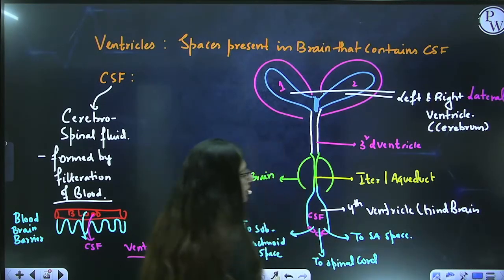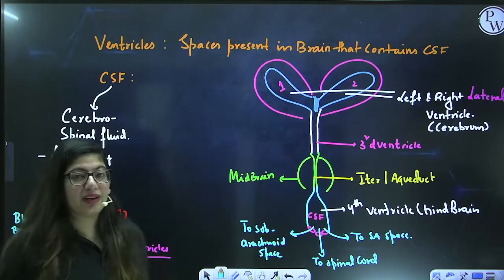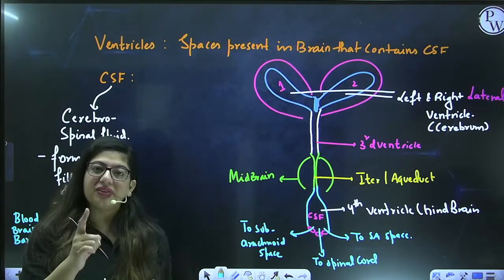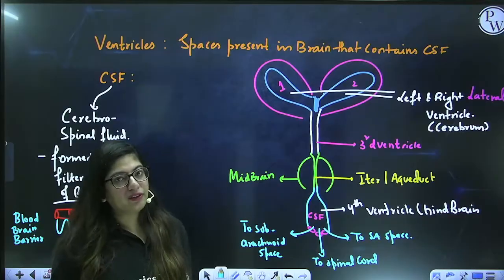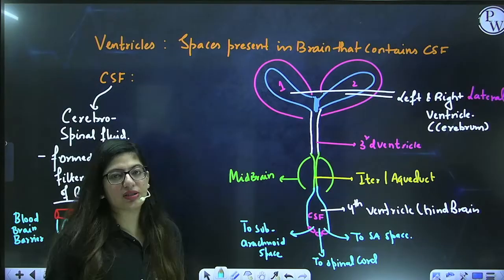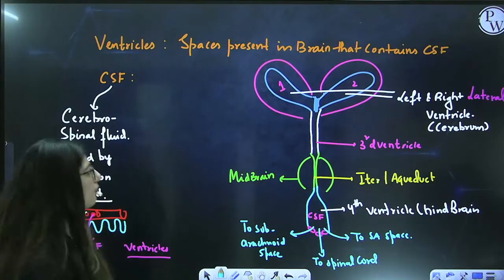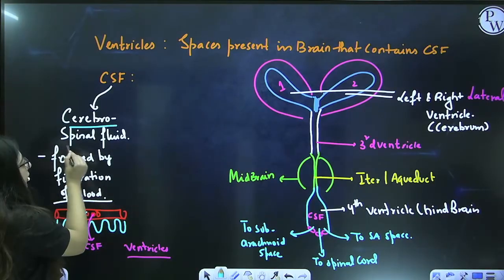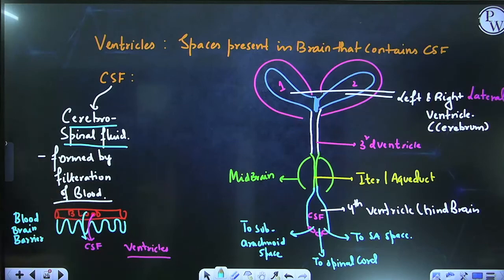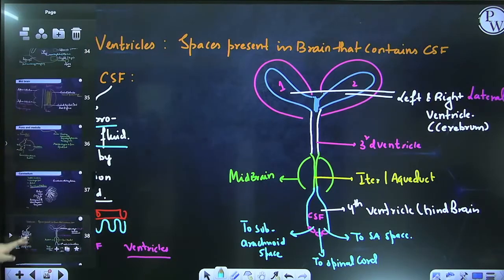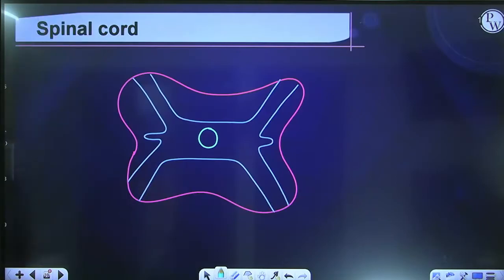So the subarachnoid space, the one in the cranial meninges, also has CSF, cerebrospinal fluid, because from here it goes to the subarachnoid space. This is how these empty spaces contain one fluid. The name of the fluid is cerebrospinal fluid, formed by the filtration of the blood. Alright guys, that's about your ventricles. Let's talk about the spinal cord.